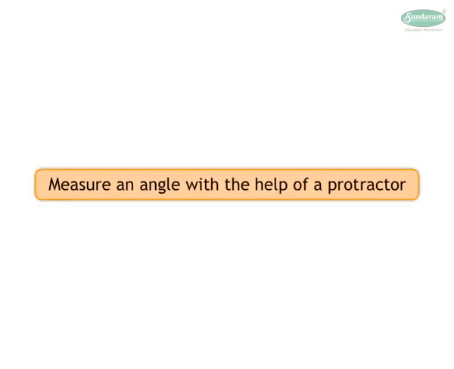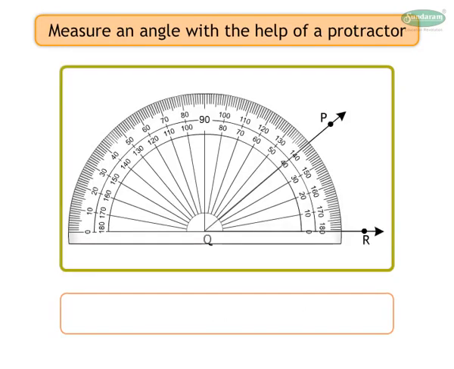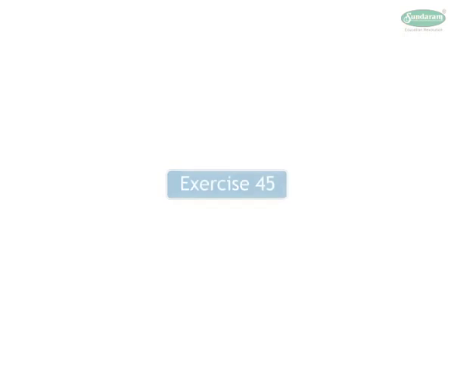Now, let's see how the angles in the figures below are measured with the help of a protractor. Number 1. Angle ABC measures 120 degrees. Number 2. Angle PQR measures 40 degrees. Number 3. Angle LMN measures 90 degrees. Number 4. Angle DEF measures 110 degrees. Now let's begin with exercise 45.